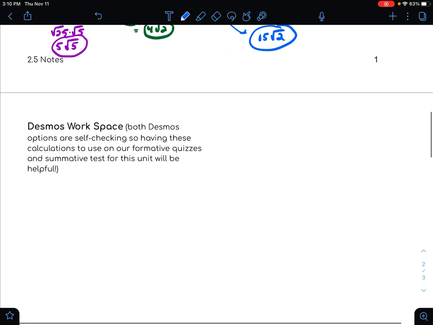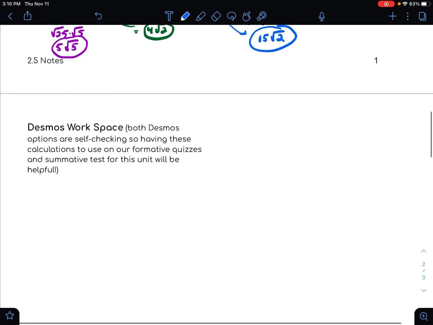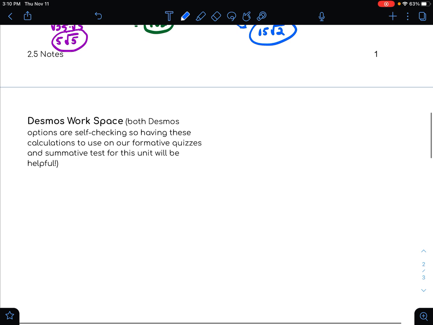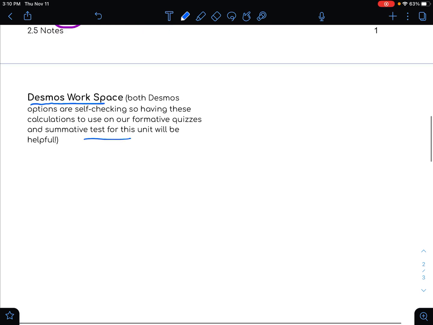All right. The back page here is just some workspace. I may or may not have a Desmos activity for you to work through next or later on in the lesson today. So if you do that, here's some workspace as you're working through the Desmos. Now, if we don't do that, then you don't need to utilize the space for the Desmos, but if there's any other work that you have related to simplifying roots and you want to use a little scratch paper, feel free to use it.